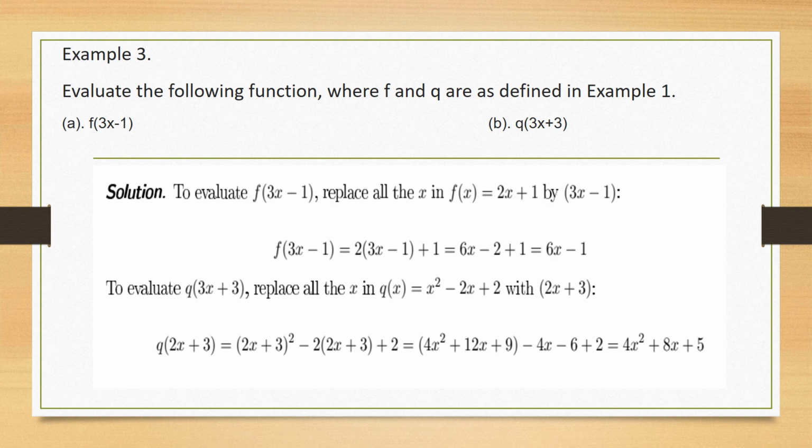To evaluate q of 3x plus 3, replace all the x in q of x is equal to x squared minus 2x plus 2 with 2x plus 3. It will become q of 2x plus 3 is equal to 2x plus 3 with the exponent of 2, minus 2 times the quantity 2x plus 3, plus 2. We have 4x squared plus 12x plus 9 minus 4x minus 6 plus 2, which is equal to 4x squared plus 8x plus 5.